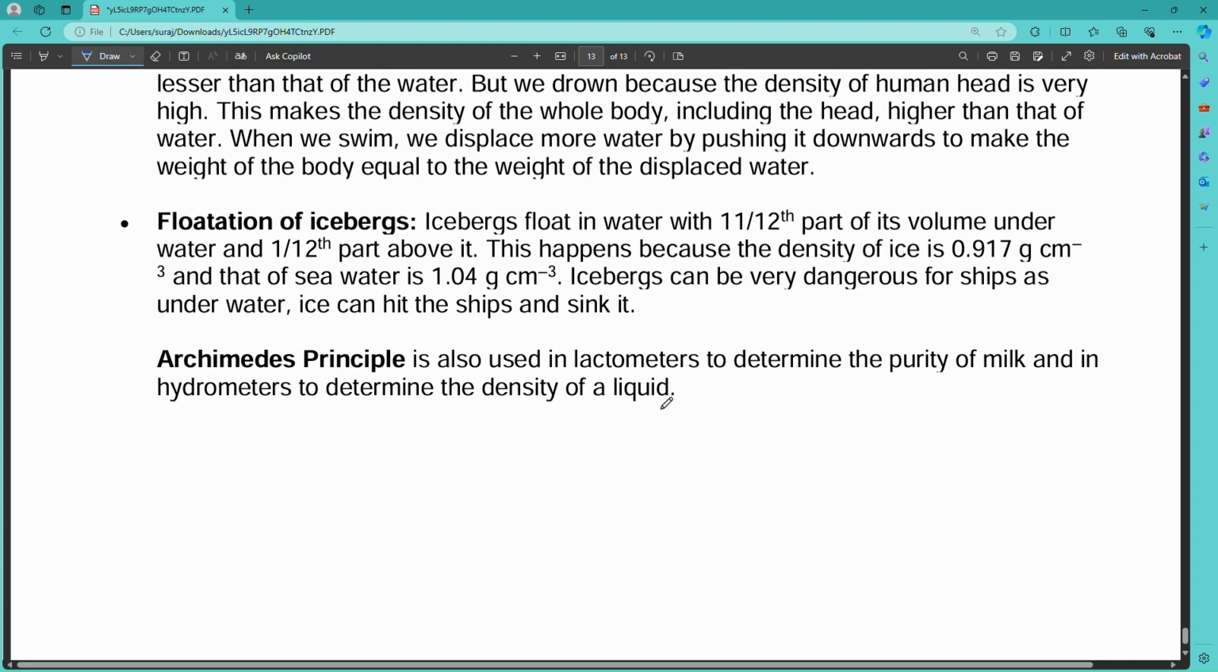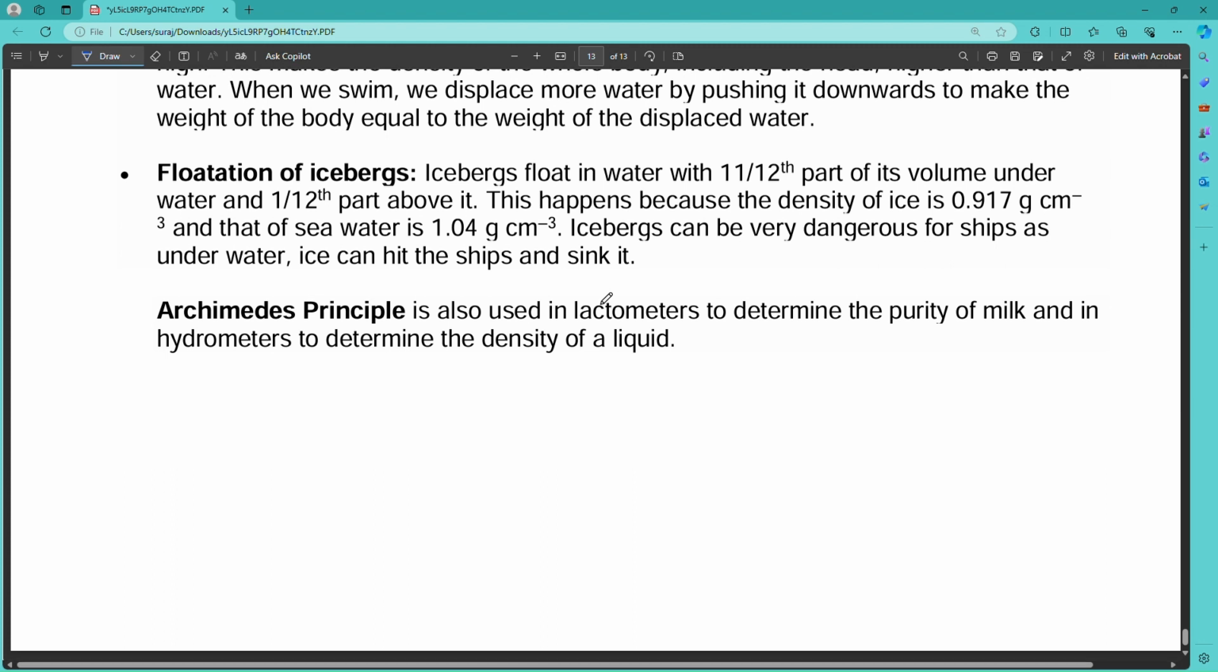Flotation of icebergs also. Icebergs float in water with 11 by 12th part of their volume under water and 1 by 12th part above it. It happens because the density of ice is 0.917 gram per centimeter cube, and that of seawater is 1.0404. That's why a slight part floats above the water and the remaining part sinks. Archimedes principle is used in lactometers to determine the purity of milk, and in hydrometers to determine the density of a liquid. So this is the application of Archimedes principle.